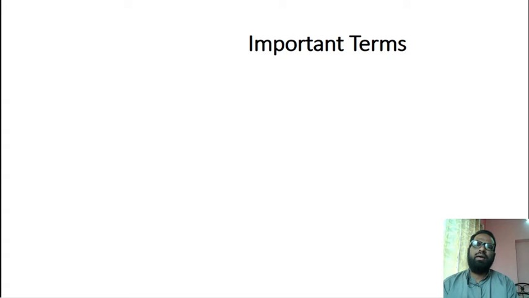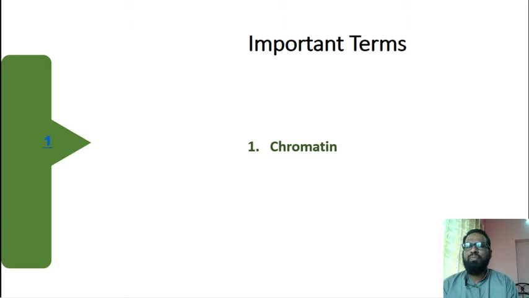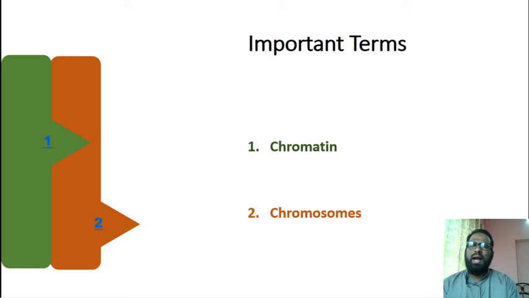Next, we have to address some of the important terms used in chromatin biology or chromosome biology. The first term is chromatin. Sometimes in books we hear both terms: one is chromatin, and the second is chromosome. The first duty from our side is to understand the difference between chromatin and the chromosome.